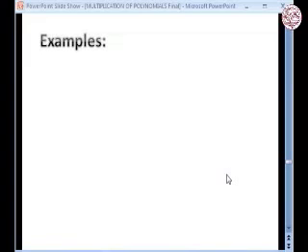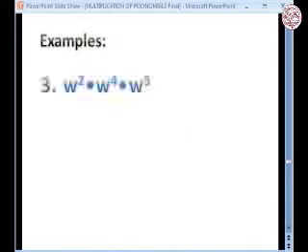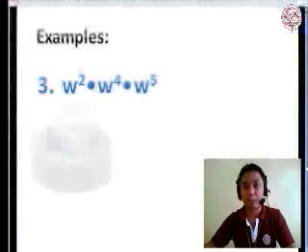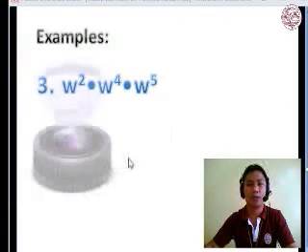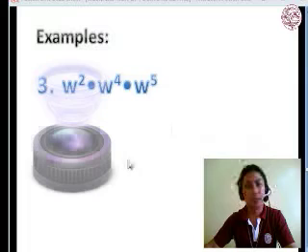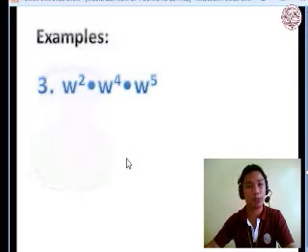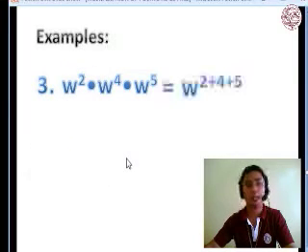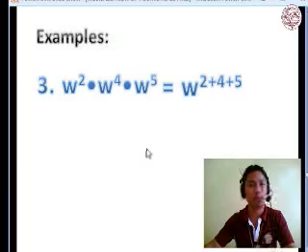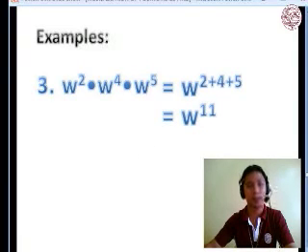Let's continue with example number 3. w squared times w raised to 4 times w raised to 5. So that is applying the law of exponent here. Just one law anyway that we're going to apply. So that gives us w raised to the power of 2 plus 4 plus 5. In simplified form, it will give us w raised to 11. Okay, did you get it right? Okay, that's good. So let's have number 4. You can see number 4 there.